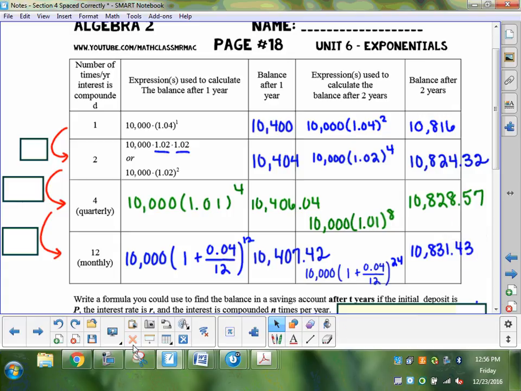Now, looking at these, what do you notice about my balance every time the bank applies interest more frequently? Yeah, my balance increases because I'm earning more interest. But something else interesting happens. How much interest do I earn if I have the interest compounded monthly?